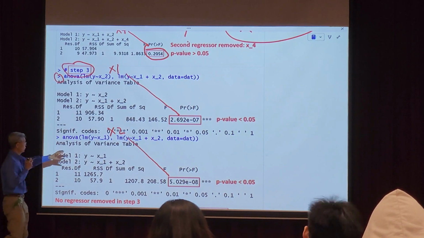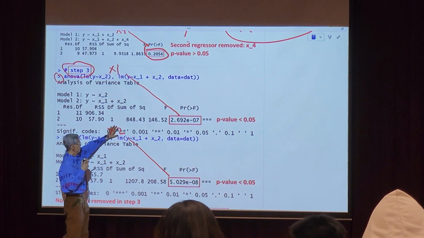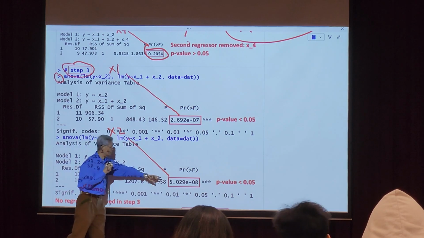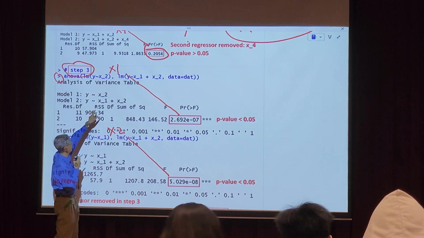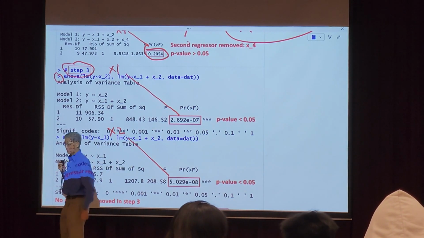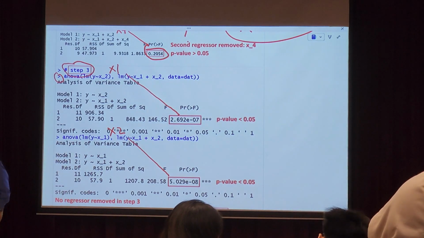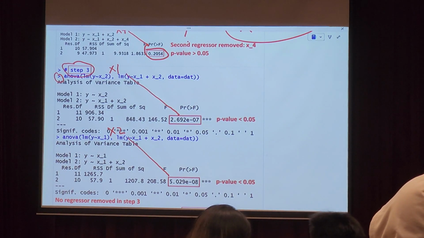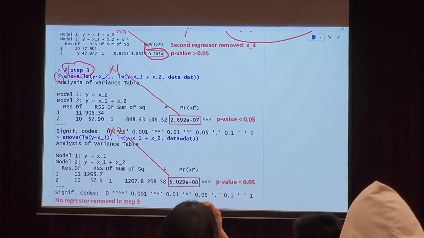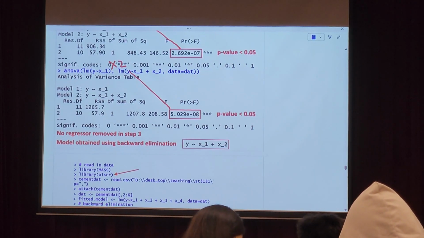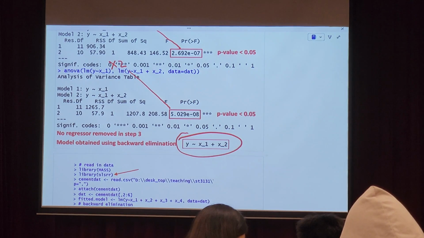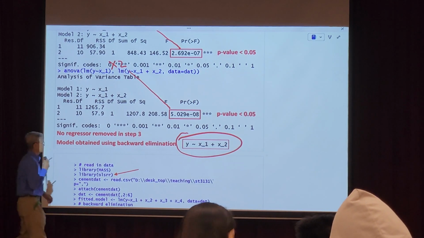This shows x2 is highly significant after we have included x1 in the model. This one shows that x1 is highly significant after we have included x2. So neither one of them can be kicked out of the model. So in step 3, that's where we stop. And we say that, all right, the model that we have will be this.